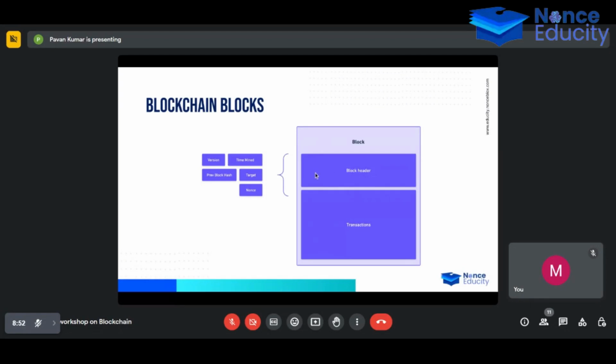So what does this block header contain? It contains the version. What is the exact version of this block? There can be software updates or blockchain updates, so this will contain the version number. It also contains the time mined, meaning when this block was created, basically the timestamp, and then the previous block hash.